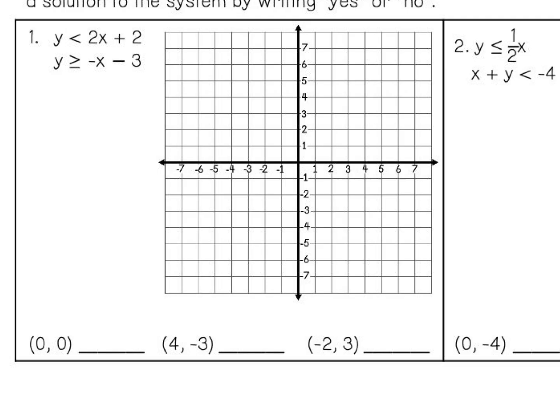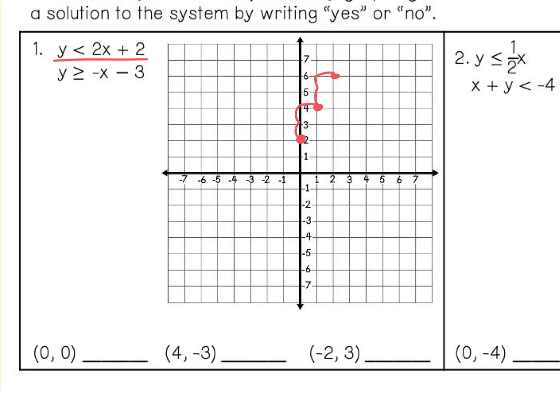When we graph this first one, I'm going to use red for that. Just like we did in the 2 at the top, we're going to start at 2. Our slope is rise 2, run 1. Is this going to be a solid or a dotted line? This is going to be dotted.